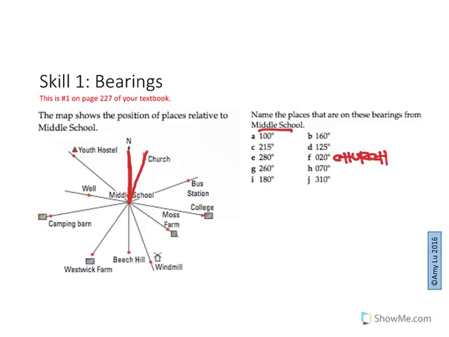Or to find the bus station, I will measure out from the north all the way to the bus station, and I will notice that that one is 70 degrees. So H is the bus station. And so forth. So at this time, pause and use your protractor to help you.